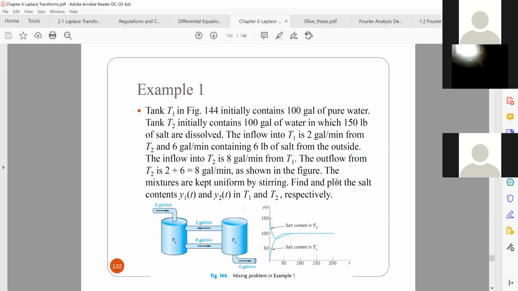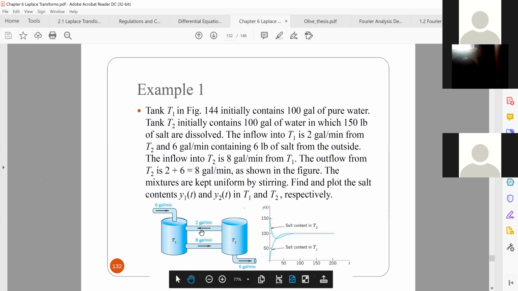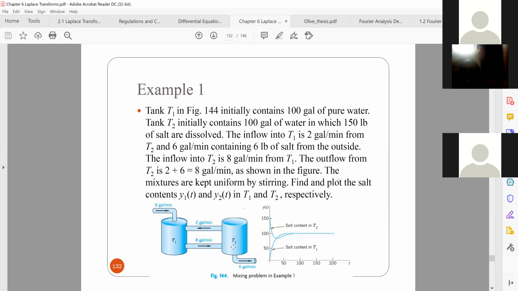So we have a system here. Tank 1 initially contains 100 gallons of pure water. Tank 2 initially contains 100 gallons of water in which 150 pounds of salt are dissolved. LB is pounds and gal is gallons. The inflow into T1 is 2 gallons per minute from T2 and 6 gallons per minute containing 6 pounds of salt from the outside. This is what they are trying to present here.